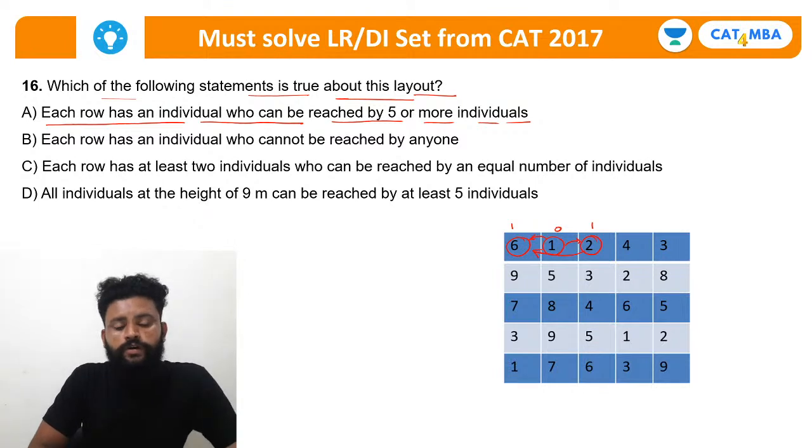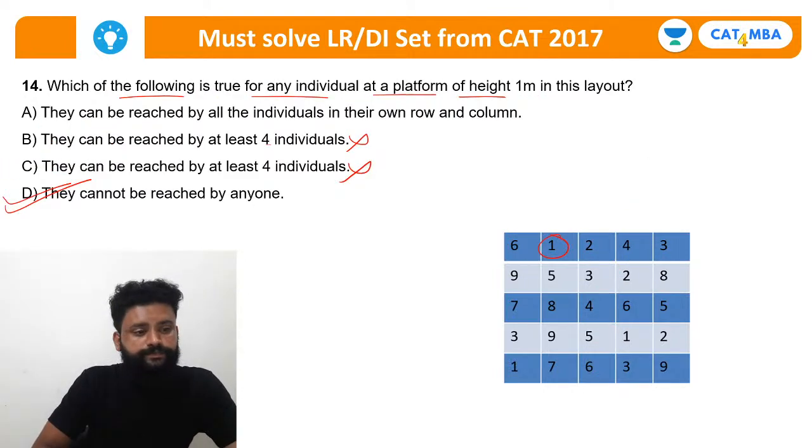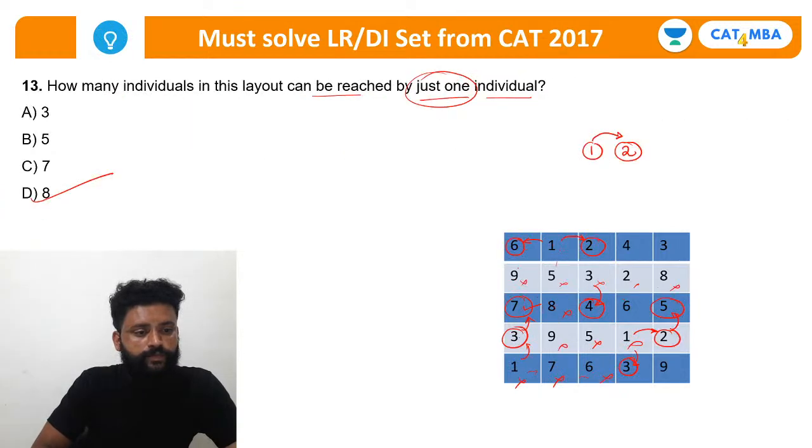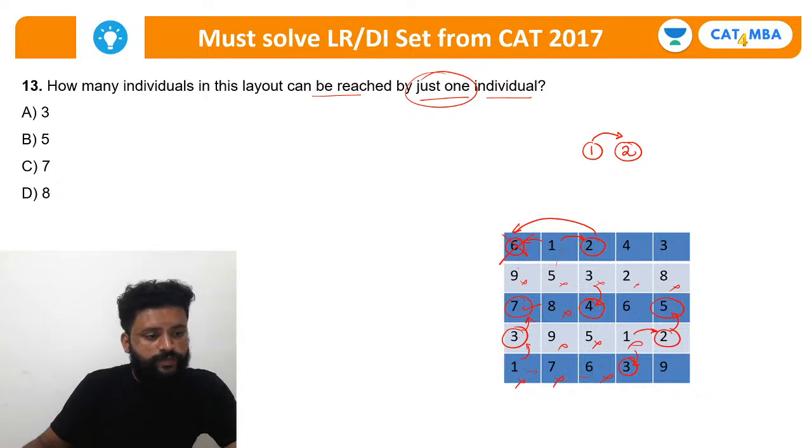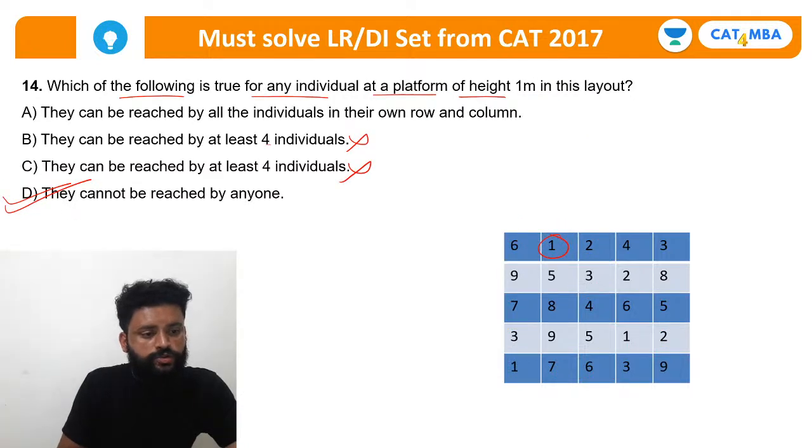Just a minute. We need to check once the first question as well. First question, we have just one individual. Here 6 can be reached by 2. We need to cancel out 6, not 8. It is 7. Make a correction, question number 13. It should be 7 because I have counted 6 as well.